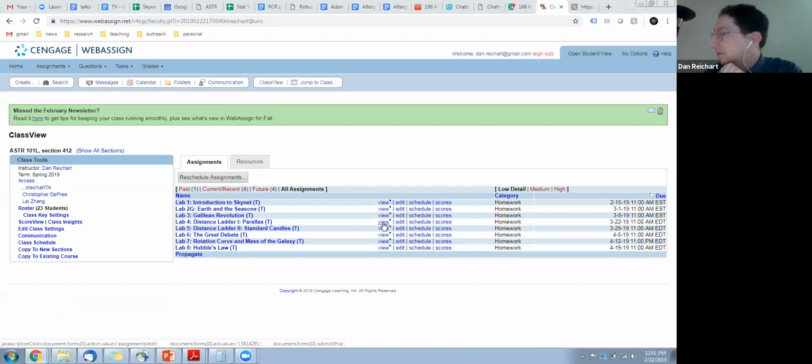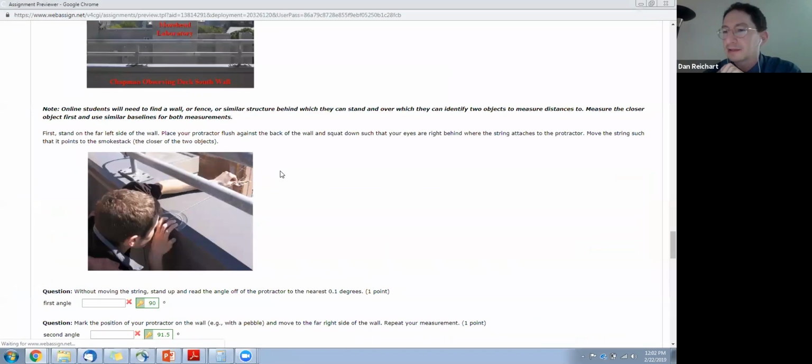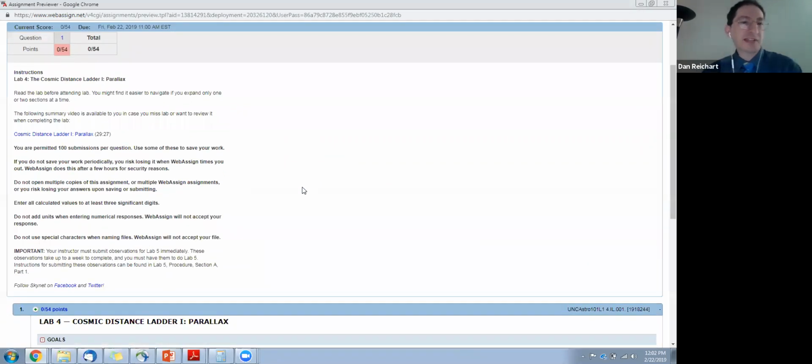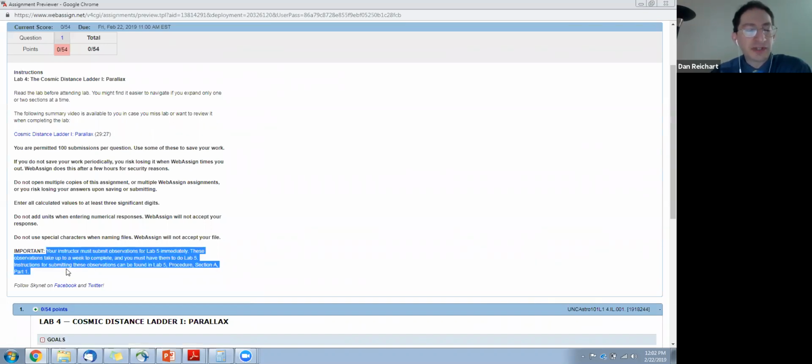Lab 4. Okay, have it already open. Okay, reloaded. So standard stuff at the top as always. The link to one of my TAs giving a pre-lab talk. Then the most important thing that you always have to look for is this note down here saying what observations have to be submitted for the next lab. So lab 4 and lab 5, they all kind of build on each other at this point. Lab 4 is parallax, so that gets us a certain distance out. And then after that, we'll use standard candles in a couple steps to get much farther out.